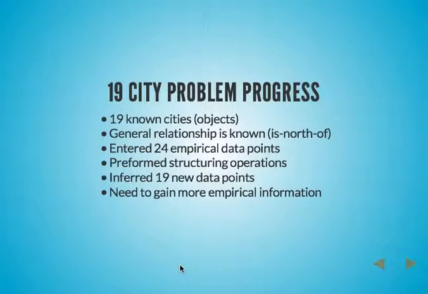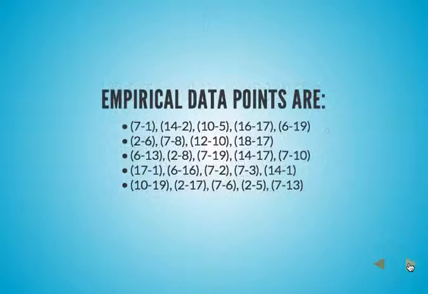So we're working the 19 city problem. This is the progress we've made. We have 19 known cities. We know what those cities' objects are. We know the general relationship that we're looking for is north of. And we've collected empirical data points for 24 of those cities. We've performed the structuring operations among those that needed those operations, and we've inferred 19 new data points. So we need to gain more empirical information about these cities to go on and continue the structured process.